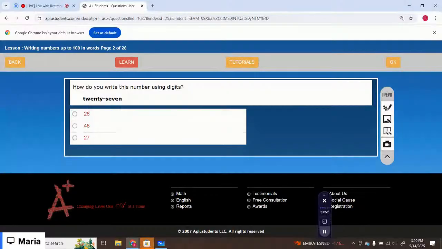How do you write this number using digits? 27. So which is the correct option? Option number three is the correct option. You can write 27 as 2 and 7 in the number.